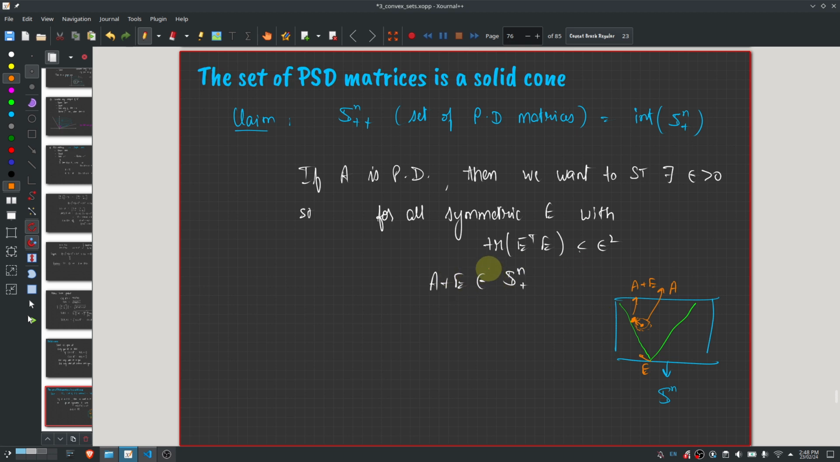So in doing so, what can we use? What properties of positive semi-definite matrices can we use? Okay, why is that? Okay.